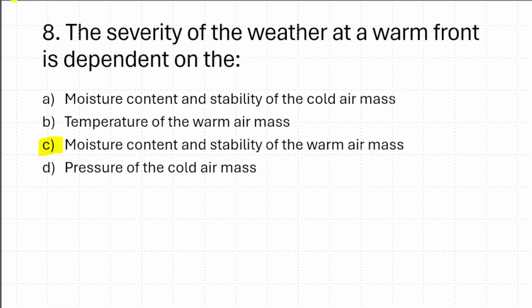At a cold front, it's kind of the same thing, except it's this plus the speed at which the cold air is advancing. So with a cold front, it's dependent on, yes, the moisture content and stability of the warm air mass, right? Because that's what the cold front is lifting, but it's also dependent on the speed at which that cold air mass is advancing. If that colder air is advancing very quickly, we're probably going to be having more severe weather than if the colder air mass was advancing more slowly.